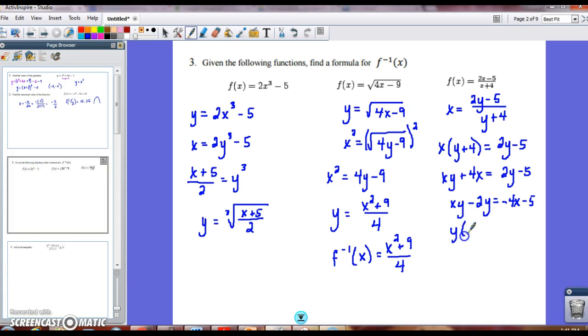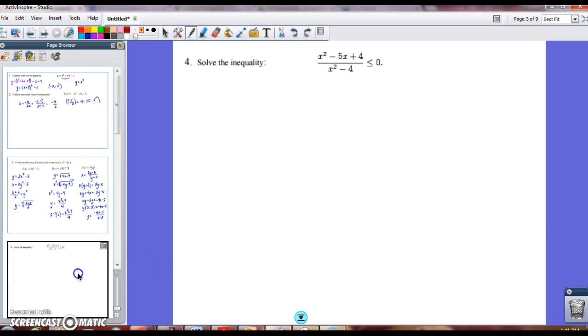Factor y out of there, you end up with y times x minus 2 is equal to negative 4x minus 5. And so y comes out to be negative 4x minus 5, all of that over x minus 2. Okay, so there's a little bit of review of finding inverses, quick little algebra review in there as well.